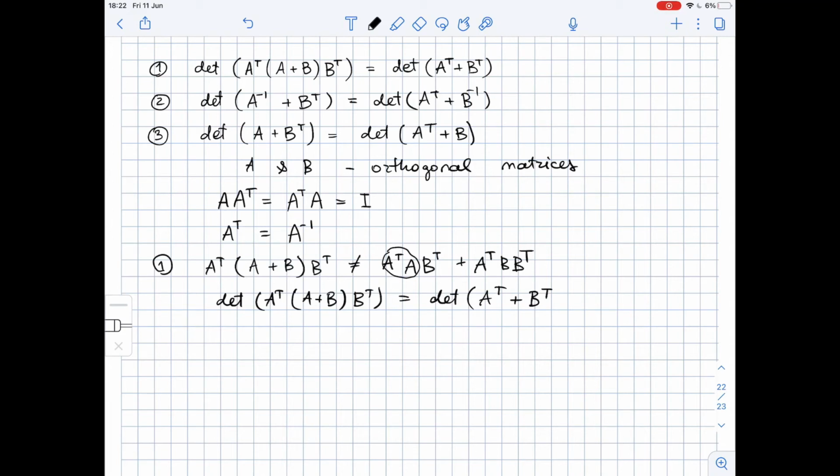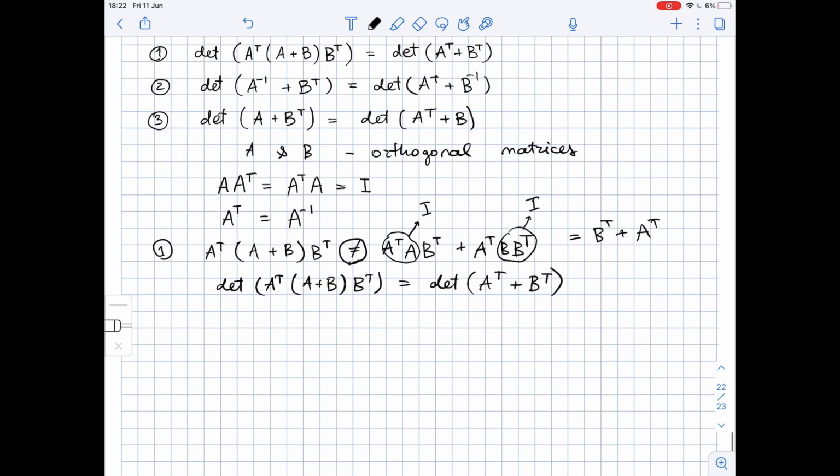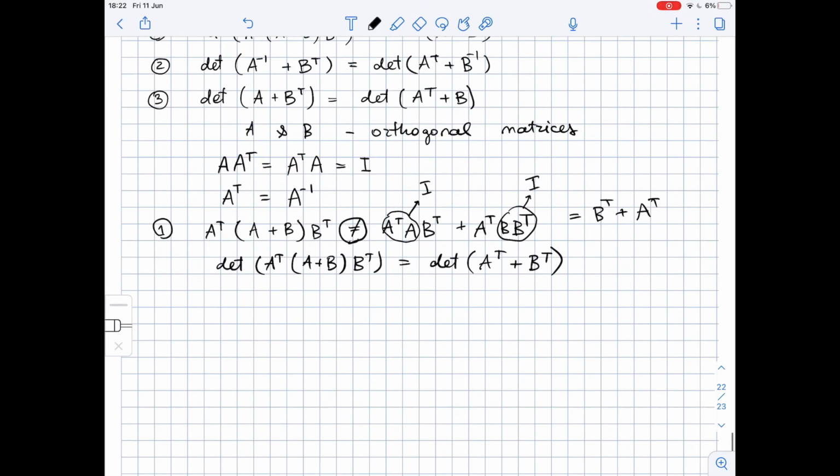A transpose times A is the identity matrix, and B times B transpose is the identity matrix, so we get that this is equal to B transposed plus A transposed. But again, the determinants won't be equal because this is not an equation. Well, let's move on. So the first statement is incorrect.